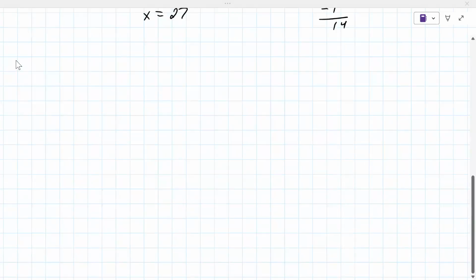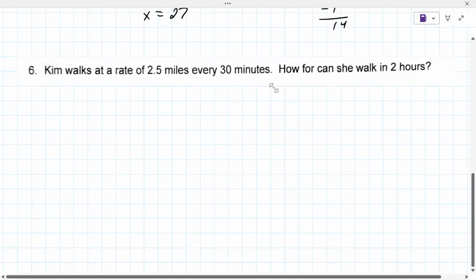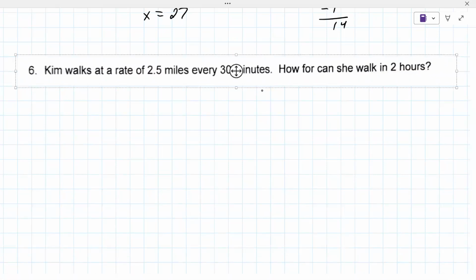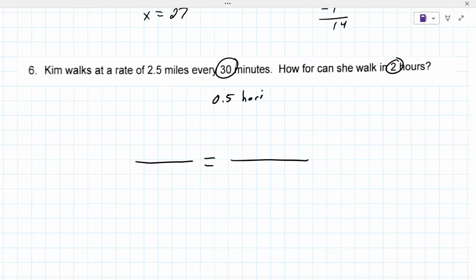Okay, number 6 here. You have to set up a proportion. Now, whenever they mix units, you've got to decide which one you're going to go to. As much as maybe you don't like it, I would go to hours. So this is 0.5 hours. When you set up your proportion, you can't use minutes, you have to use hours.